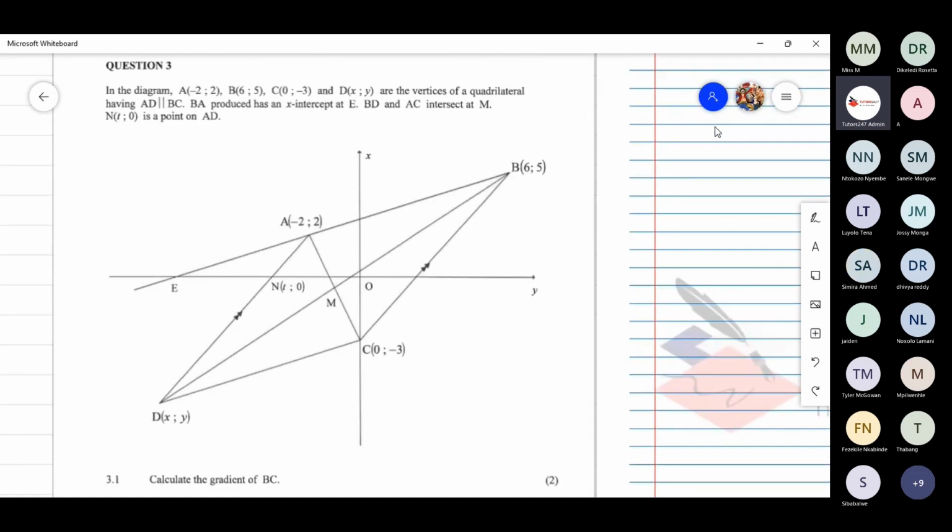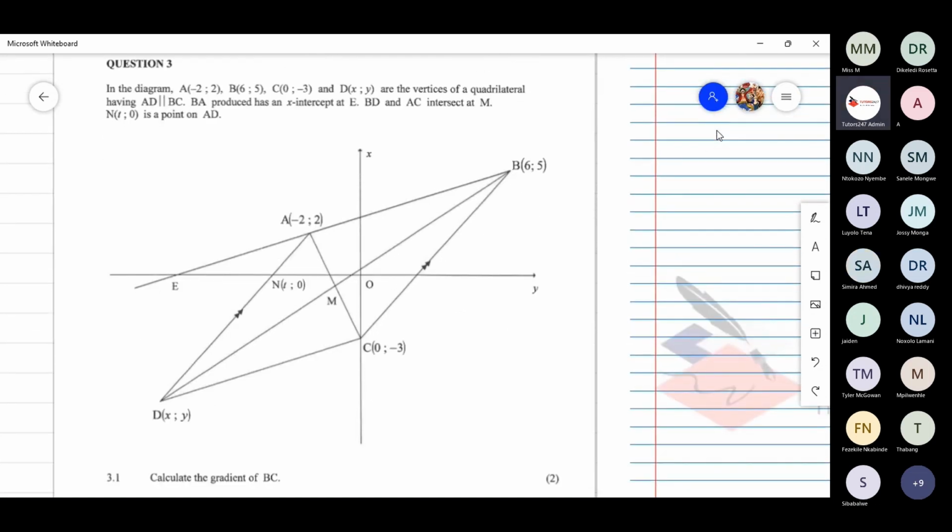We then have ED and AC intersect at M. N, which has coordinates T and 0, so the X value of N is unknown, is a point on AD.